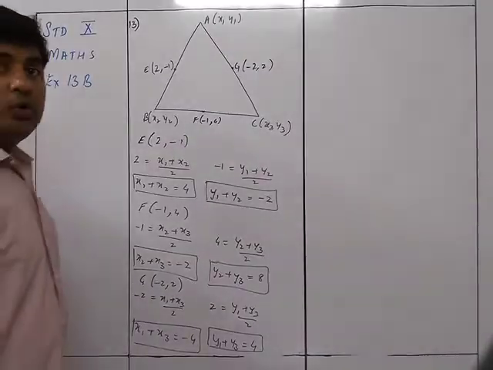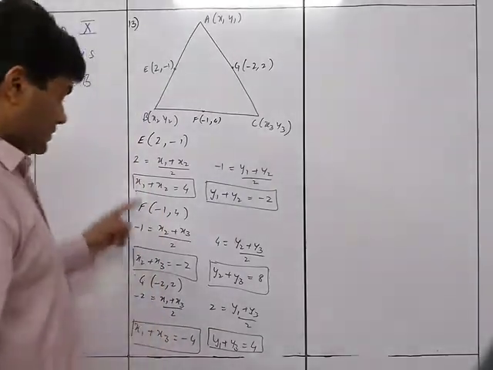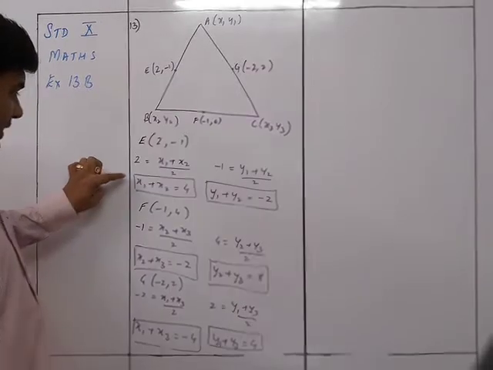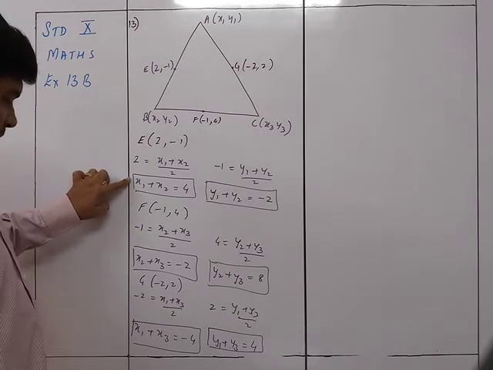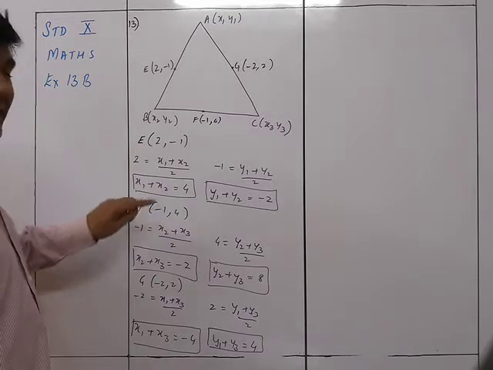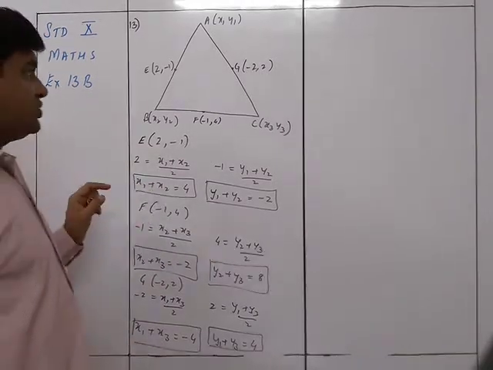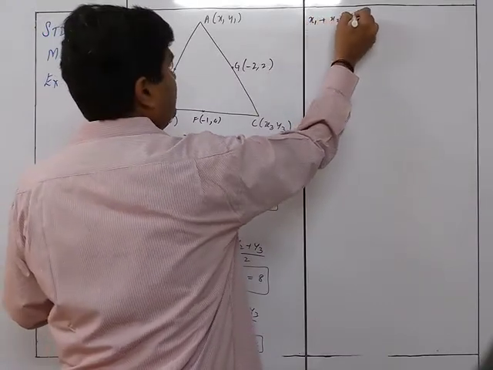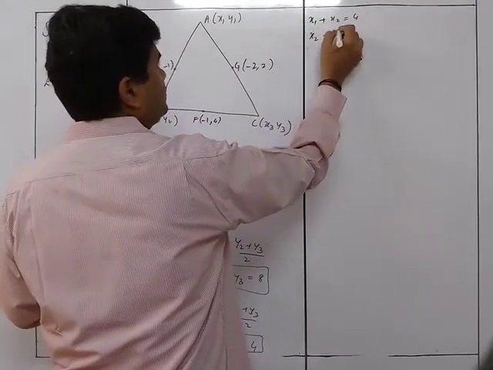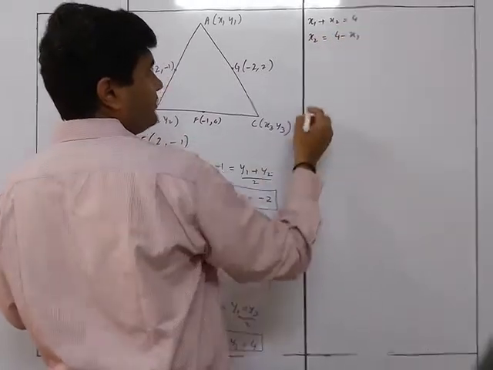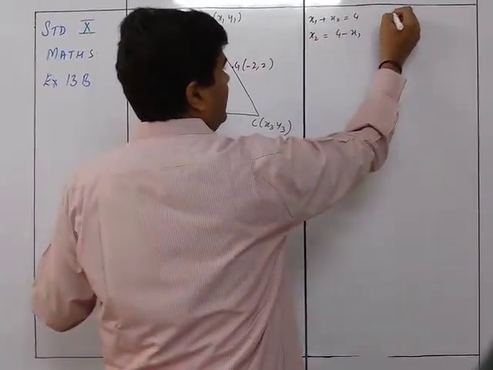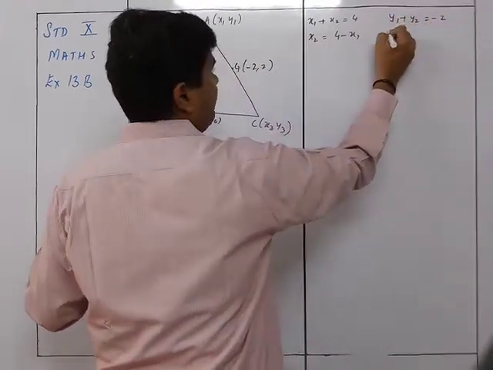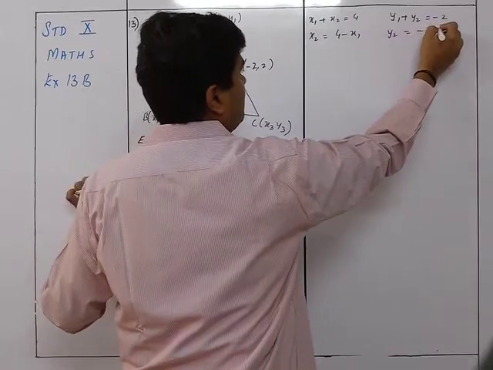The next thing we are going to do is solve these by the substitution method. So I'm going to take everything in terms of x1. First one is x1 plus x2 is equal to 4. Therefore, x2 is equal to 4 minus x1. Similarly, y1 plus y2 is equal to minus 2. Therefore, y2 is equal to minus 2 minus y1.